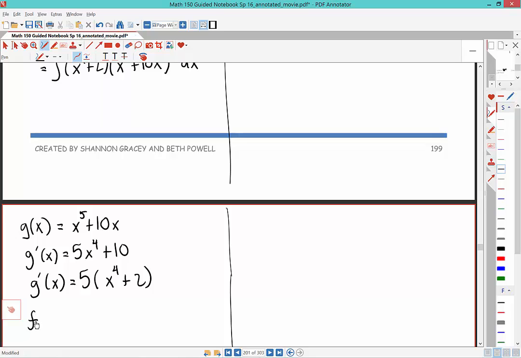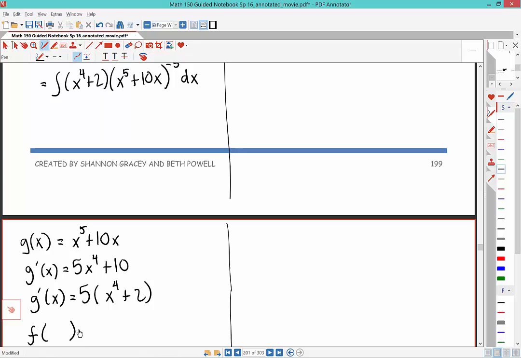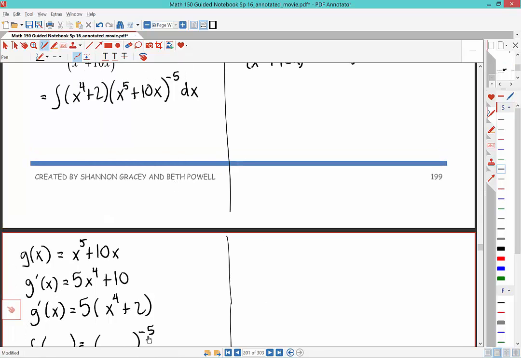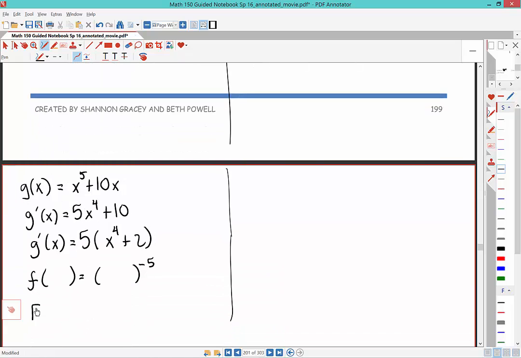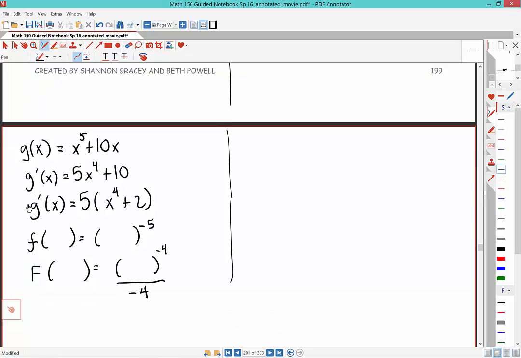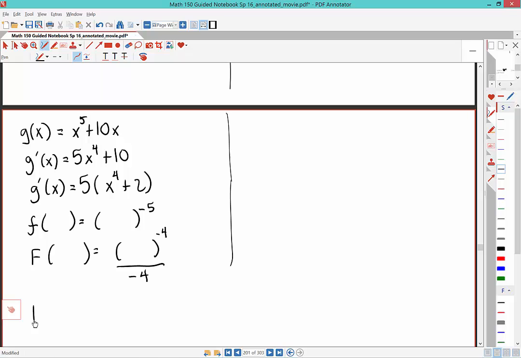So then, our f of something is something to the negative 5, right? Which means capital F at our something is going to be our something to the negative 4, because you're increasing by 1, over negative 4. So our capital F at our something is just going to be negative 1 over 4 times our something to the 4th. Okay, so far?